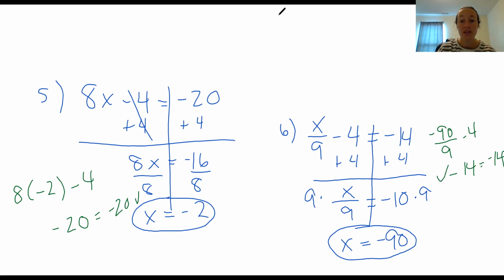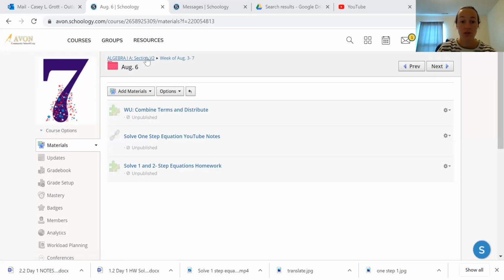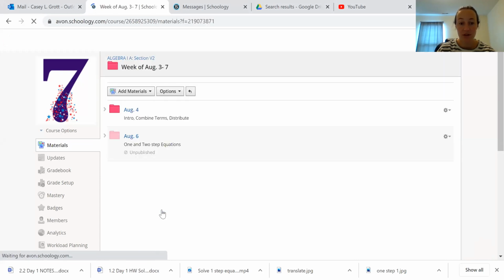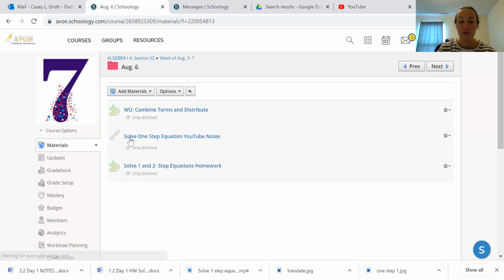What I do want you guys to do right now, though, is get your laptops out and go to Schoology. On Schoology, click what week we're in. So this is the week that we're in. And today is either August 6th or 7th, depending on when you have me. In that folder, your homework tonight is a combination of 1-step and 2-step equations.